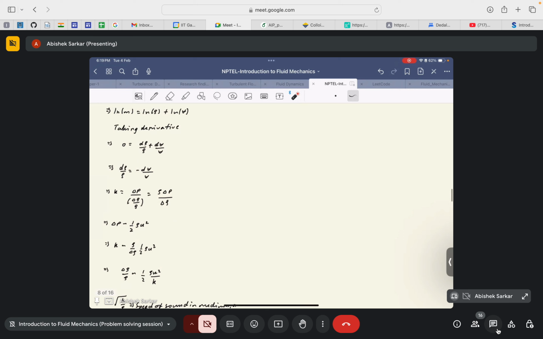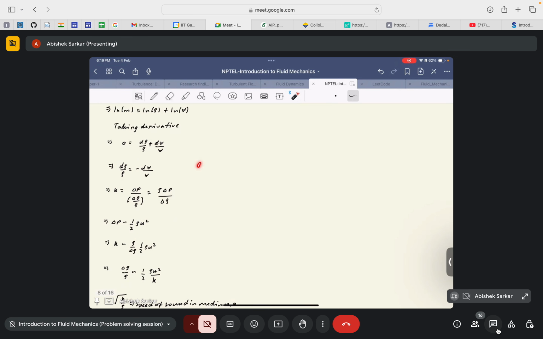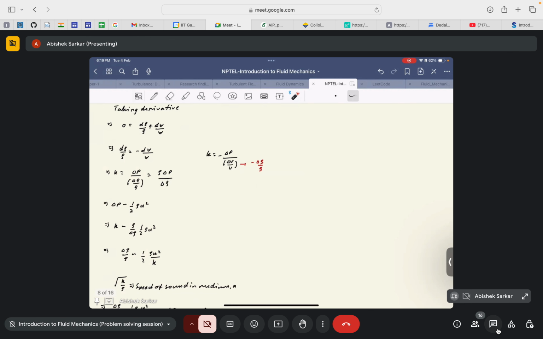Now we know that the bulk modulus is defined as K equals delta p divided by the negative of delta v by v. Since delta v by v is equal to minus delta rho by rho, taking into consideration these both negative signs, we can write K as delta p by delta rho by rho, or it will be equal to rho into delta p by delta rho.